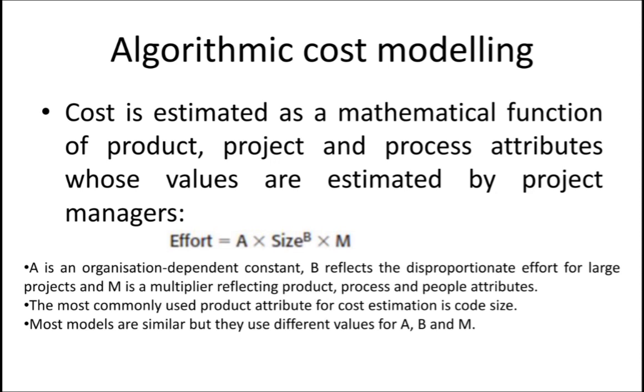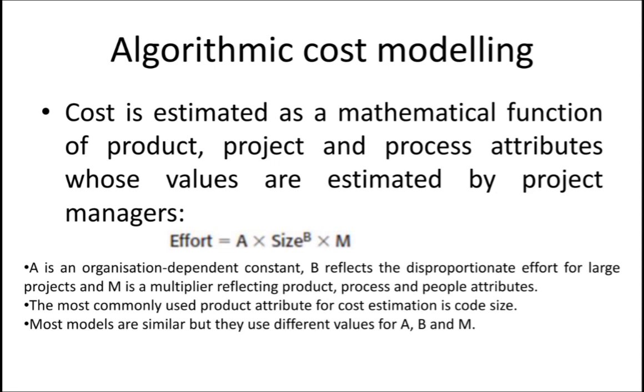So this is the formula to find out the effort. Effort is equal to A into size to the power B into M. Here A is an organization dependent constant, B reflects the disproportionate effort for large projects, and M is a multiplier reflecting the product, process, and people attributes. Simple formula this is. The most commonly used product attribute for cost estimation is code size.